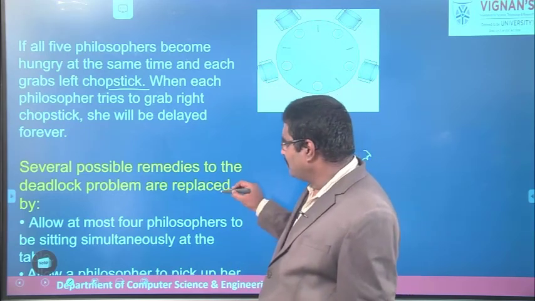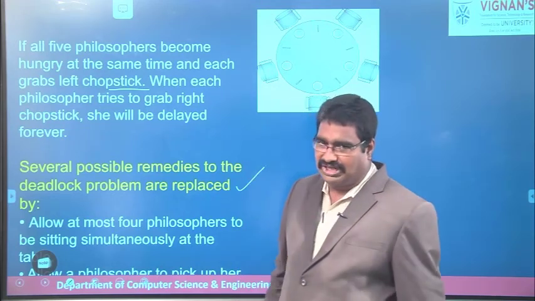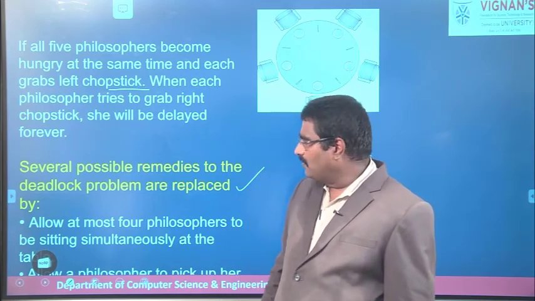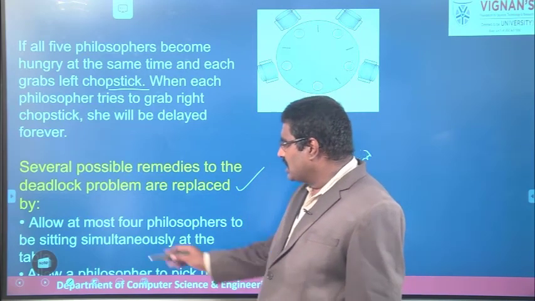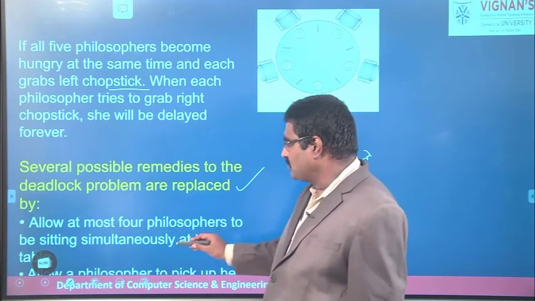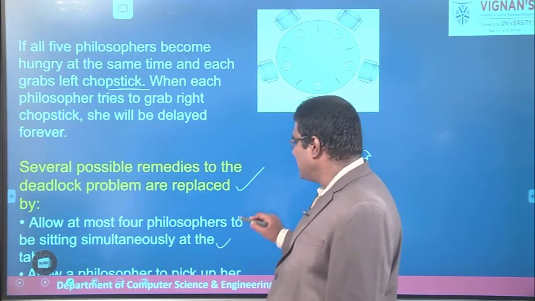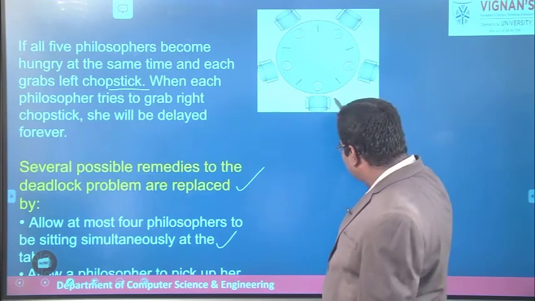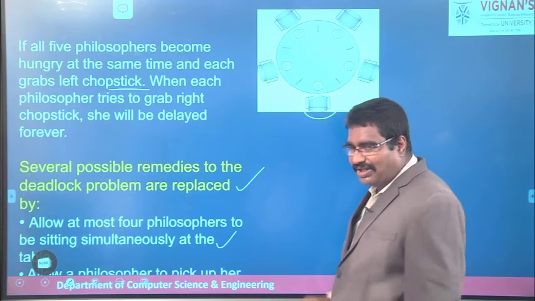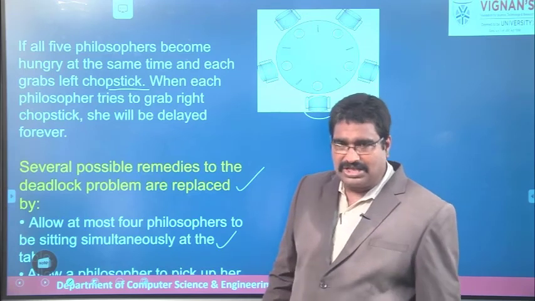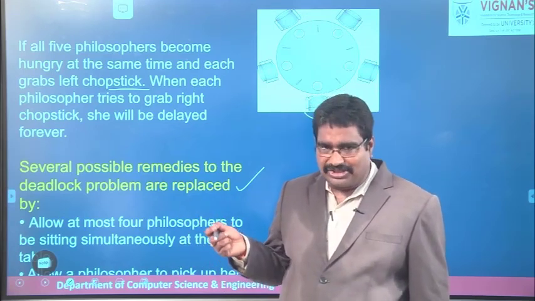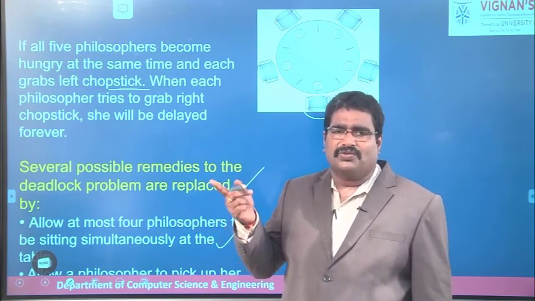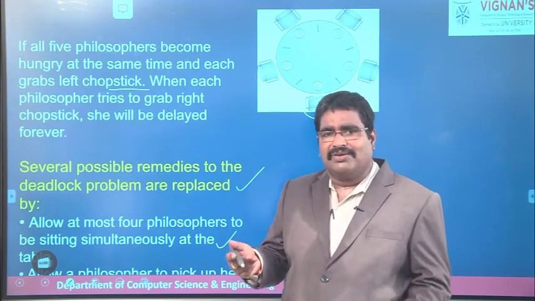To overcome that, several possible solutions are available to avoid the deadlock problem. The first one is to allow at most 4 philosophers to be sitting simultaneously at the table. That is, at any instant of time, one chair is empty. So we are allowing at maximum 4 philosophers. If every philosopher holds one chopstick, then one more chopstick is available. One of these 4 philosophers is allowed to use the 5th chopstick.